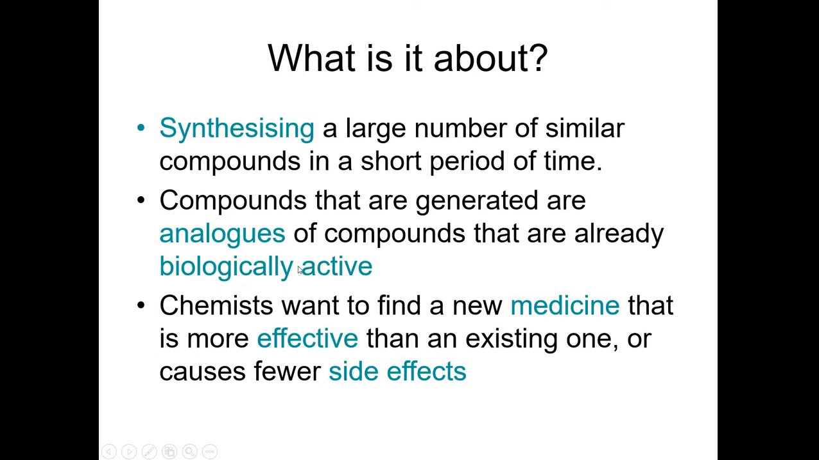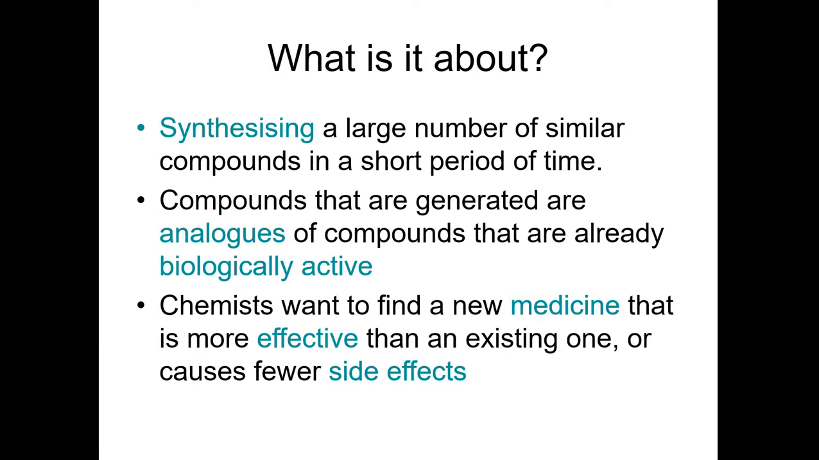Compounds that are generated are analogs of compounds that are already biologically active. They are analogous, meaning similar. So we are taking molecules or chemical compounds that have already been identified and reported in the literature. The activity of these molecules has been proved experimentally, by experimental data.